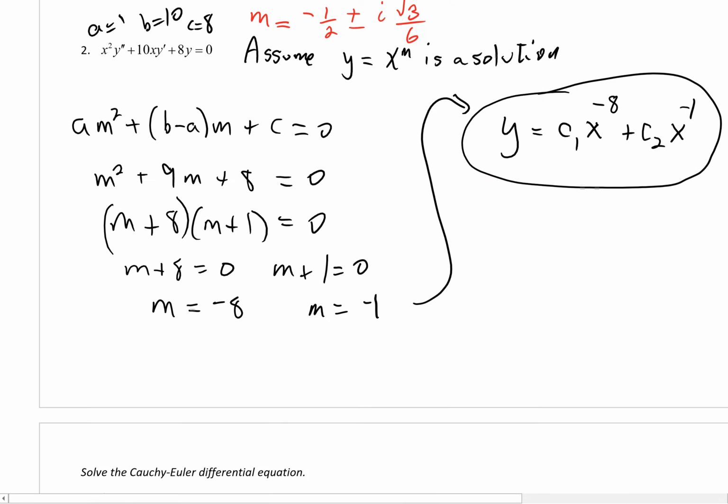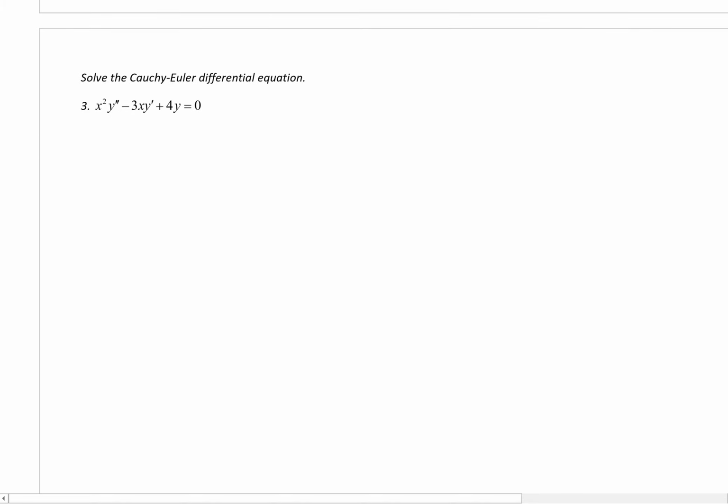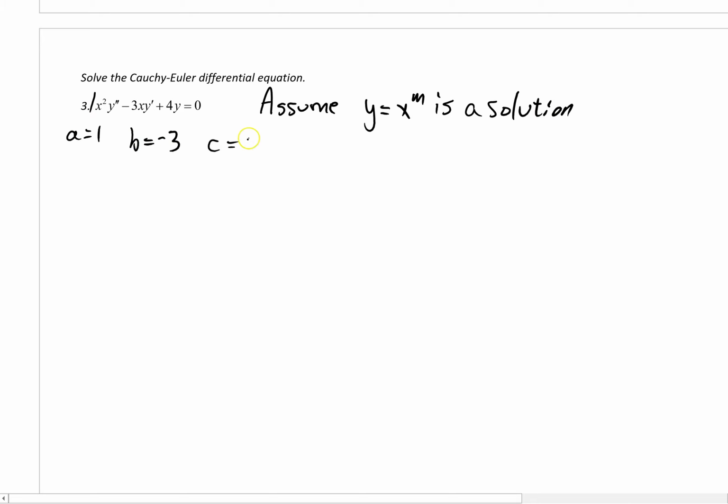Well, let's jump over to number 3, our last Cauchy-Euler. We'll stop the video after this one. Very, very similar kind of a setup. We're going to assume that y equals x to the m is a solution. And here your a is equal to 1, your b is equal to negative 3, your c is equal to 4. And again, thank goodness you don't have to go through the derivation that we did in that video. You're more than welcome to do it. If we had negative 3 minus 1, you could see here we'd get a minus 4m.